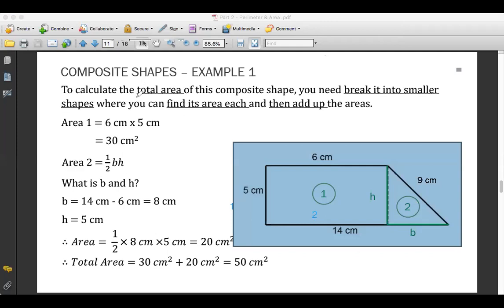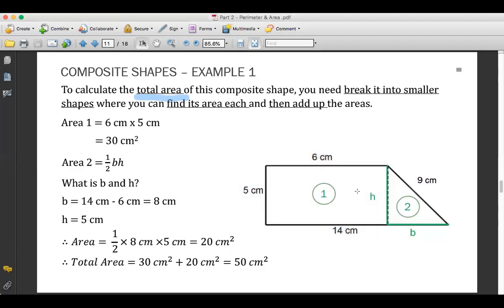Okay, the total area of the shape. So area 1, normally in your exam you can do the same thing. What you do is you draw a 1 in your rectangle and a 2 in your triangle, so that when you're writing out your working, you can tell me area 1. Then I know the area 1 you're referring to is this rectangle.